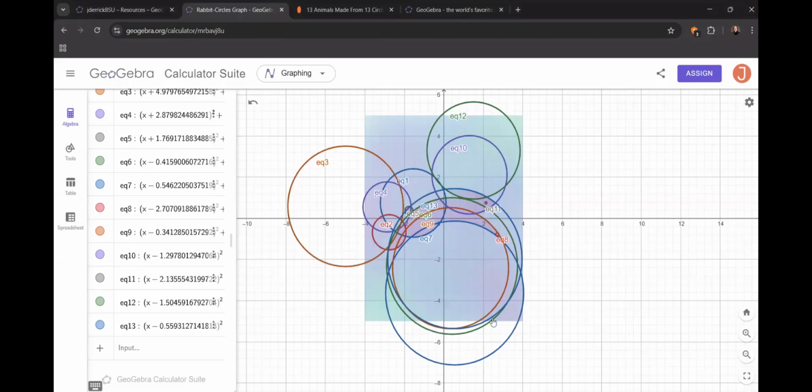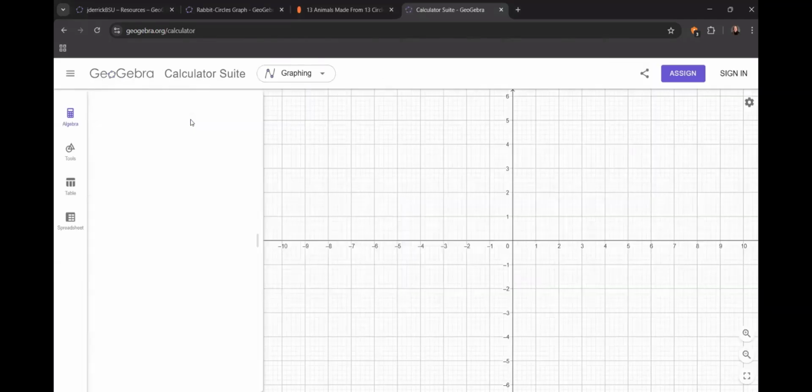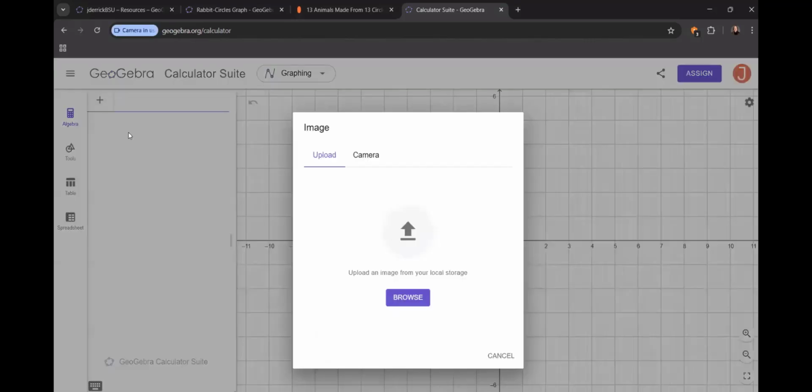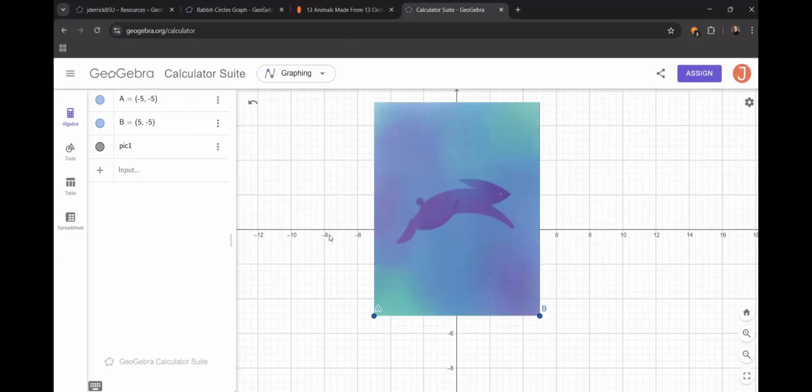Because I wanted to start with circles, I decided to use GeoGebra, because GeoGebra is a really great resource for anything that is really geometric, since it has some built-in tools to create different shapes like circles already. So starting just at the basic calculator suite, the first thing I did was put the image in. I've just placed my image somewhere on the screen. Where it is doesn't really matter. I'm going to hide those points so I'm not moving it around anywhere.